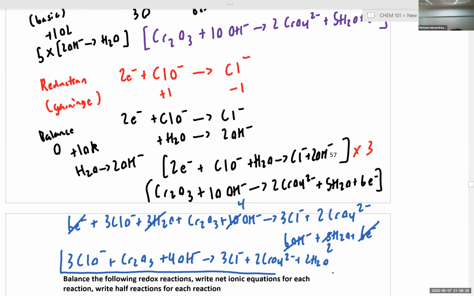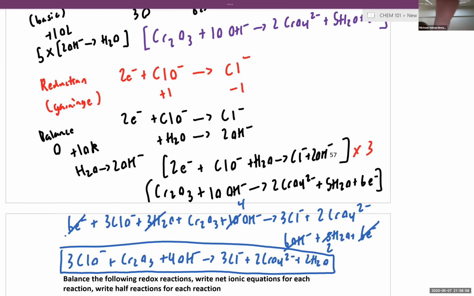Here we go. Although it took a fair number of steps, the only thing that's new is that when we balance under basic conditions, we add water and hydroxide pairs. Does this example make sense to everyone? Is everyone comfortable with what we just did? Any questions on the following example?